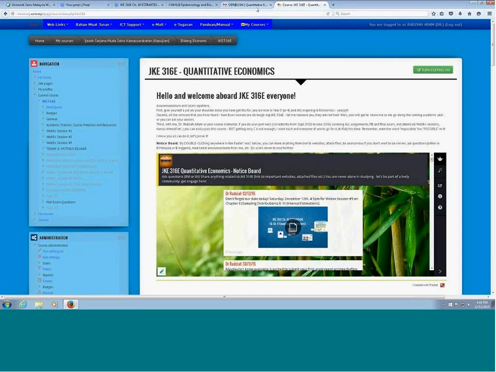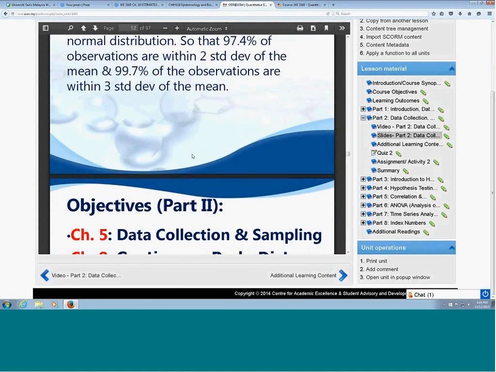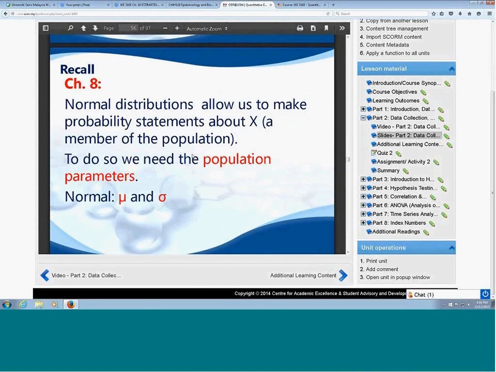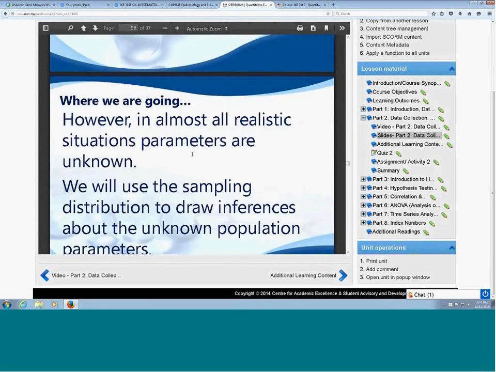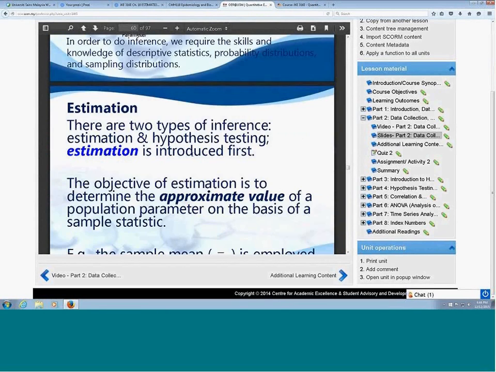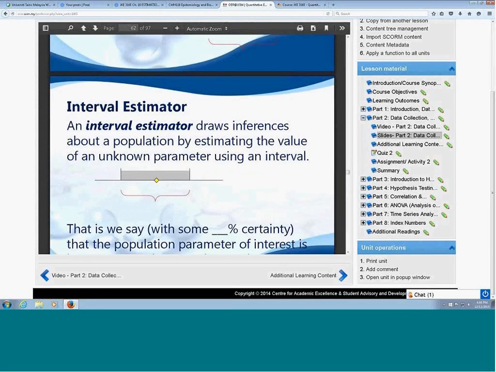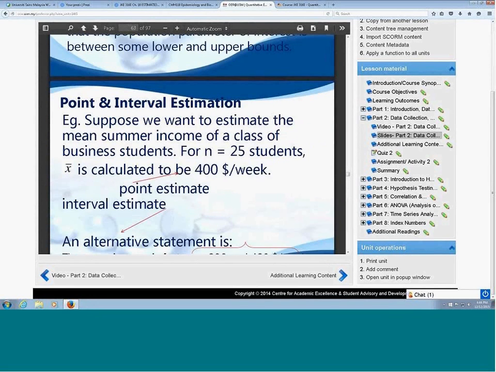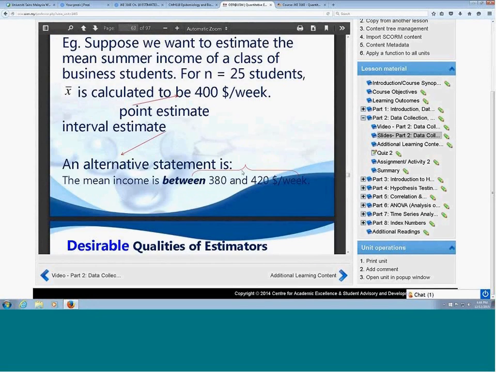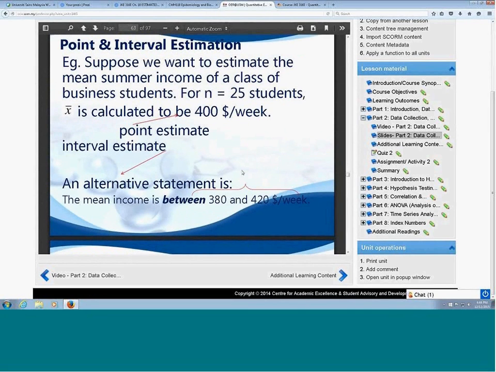Okay. So when we talk about the open courseware estimation, I did discuss this slide just now, to explain the difference between point estimate and interval estimate. Okay, the details, you see the examples of point and interval estimations.